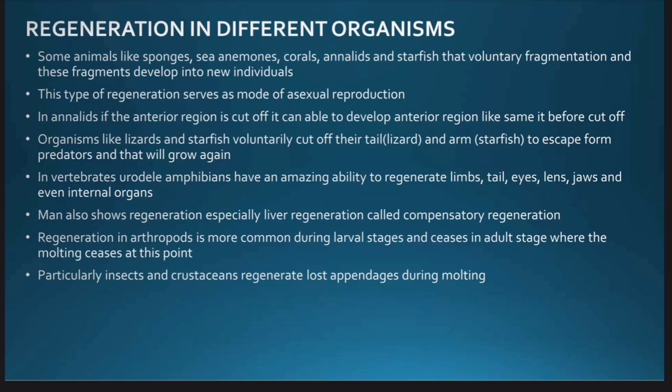Regeneration in different organisms. Some animals like sponges, sea anemones, corals, annelids and starfish undergo voluntary fragmentation, and these fragments develop into new individuals. This type of regeneration serves as a mode of asexual reproduction. In annelids, if the anterior region is cut off, it is able to develop the anterior segments like those before the cut-off. Organisms like lizards and starfish voluntarily cut off their tail (lizard) and arm (starfish) to escape from predators, and that will grow again.